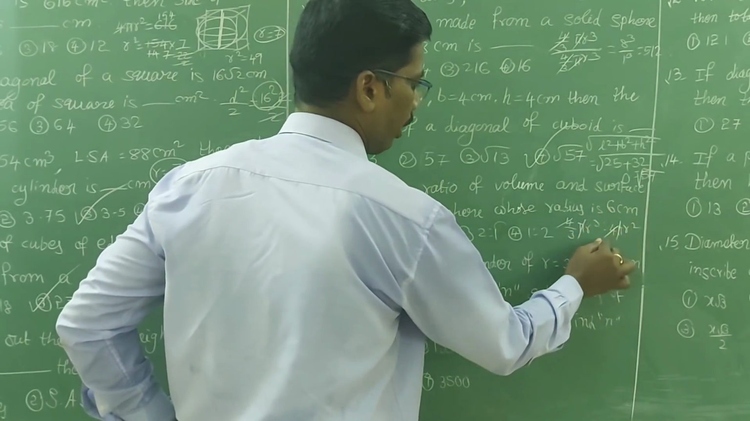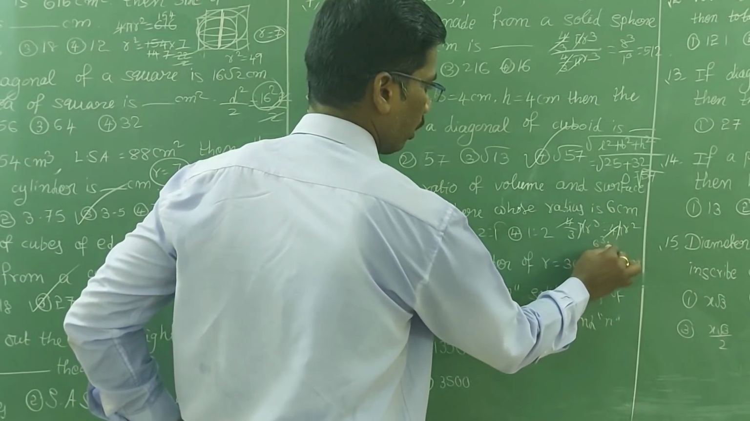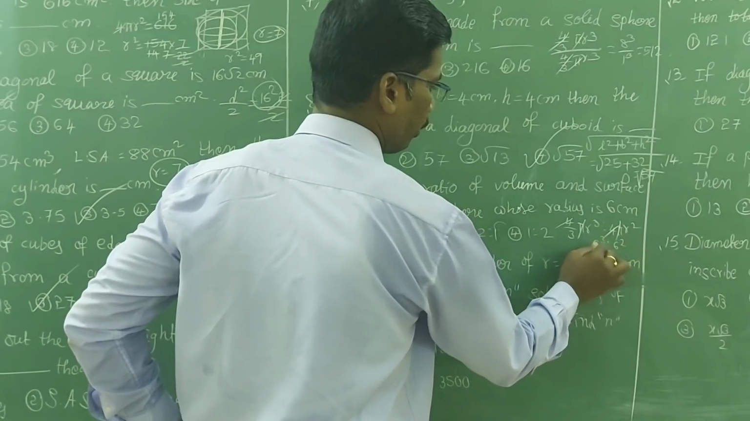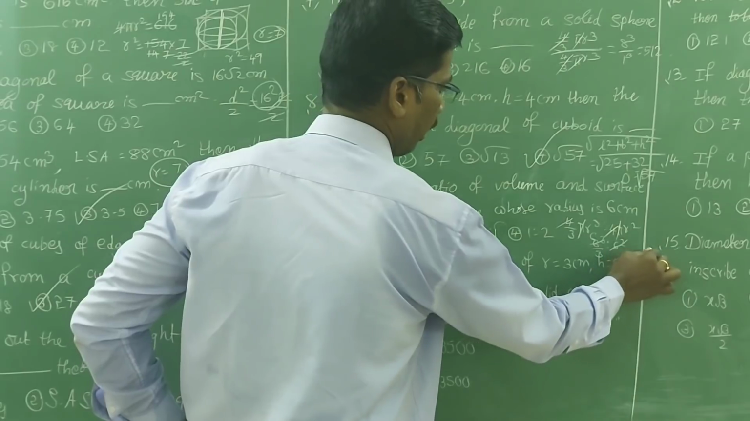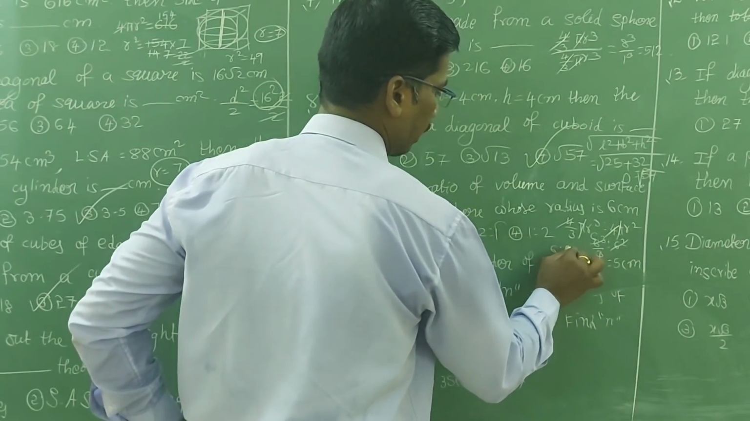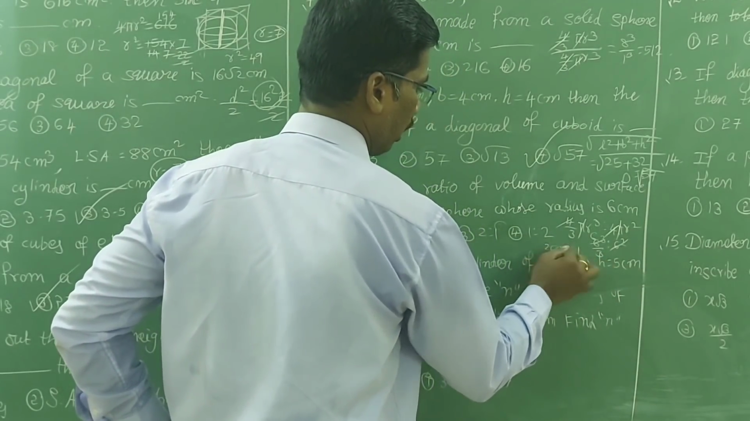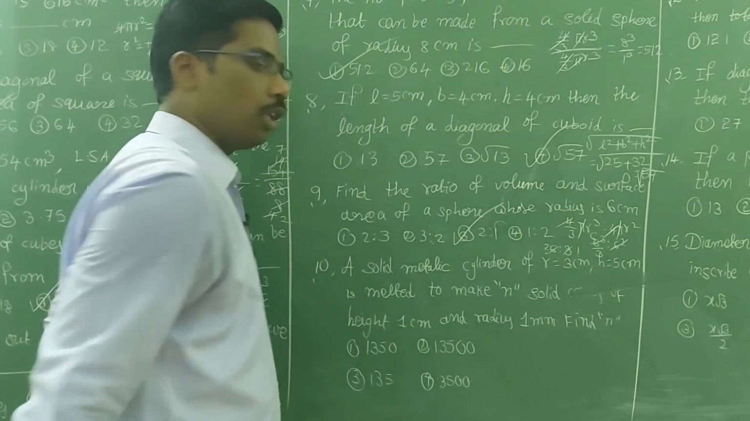So r value they are given, 6 cube and 6 square into 3. So here 6 square and 6 square will get cancelled. Here 6 will be there. Then 6 is to 3. 6 is to 3. So 3 1s are 3, 3 2s are 6. That is 2 is to 1. So that is the third option.